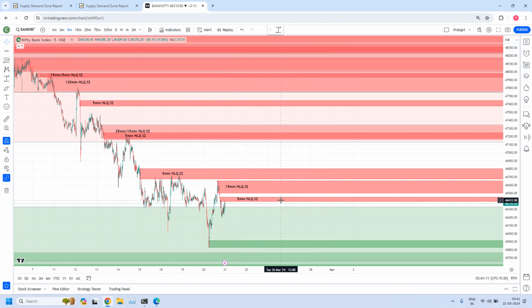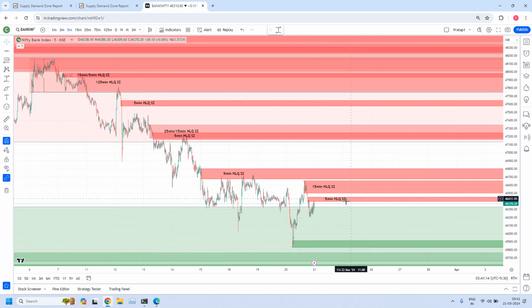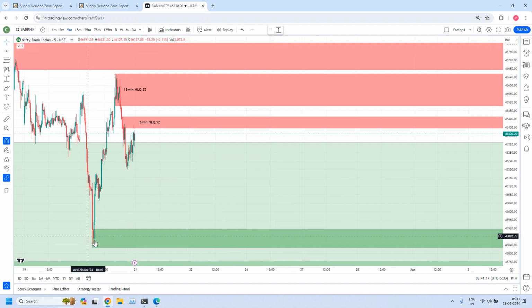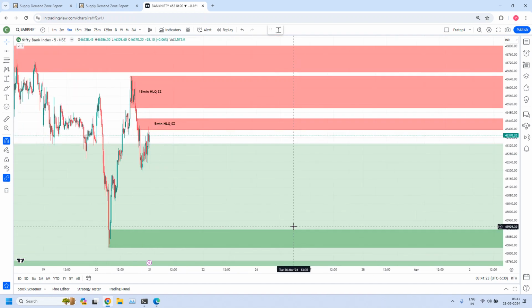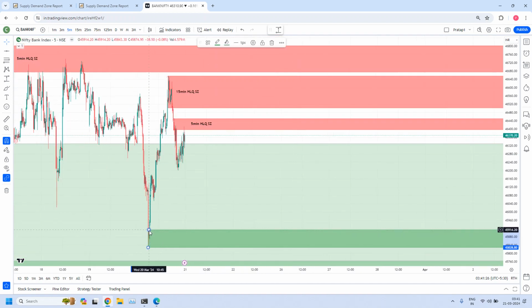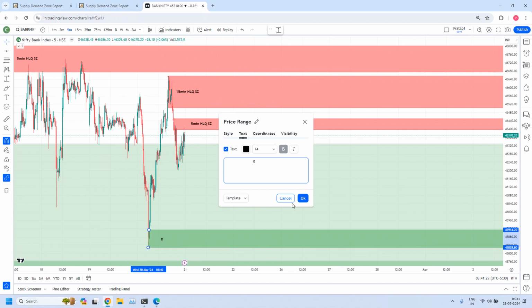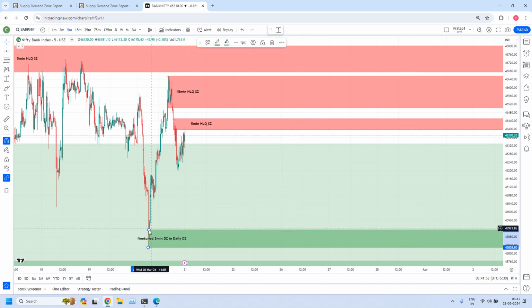Okay, fine. Then what could be the range for tomorrow? You have a newly created fine-tuned zone. This is the fine-tuned zone, newly created within the existing 15 minutes, the one we fine-tuned earlier. So I can say this is a fine-tuned five minutes demand zone, a five-minute demand zone in the daily demand zone. Remember, this daily demand zone is a normal demand zone at present.